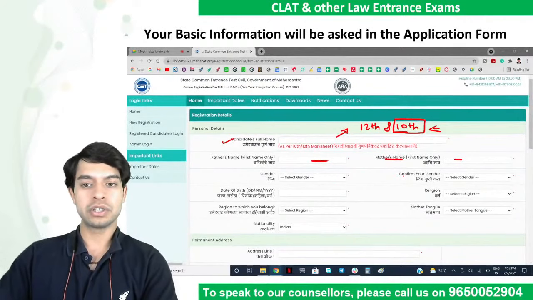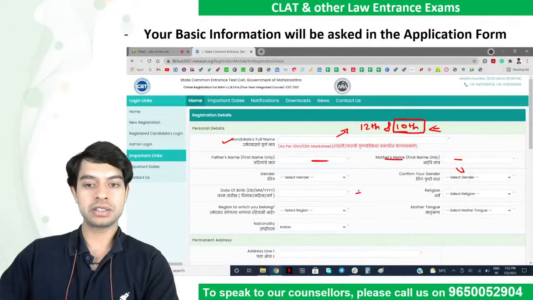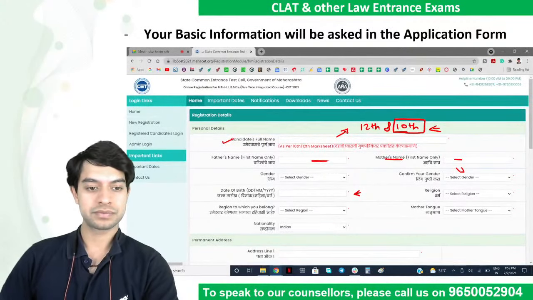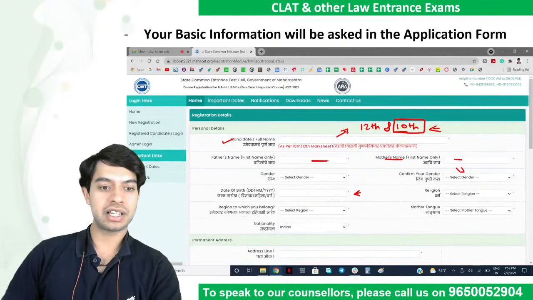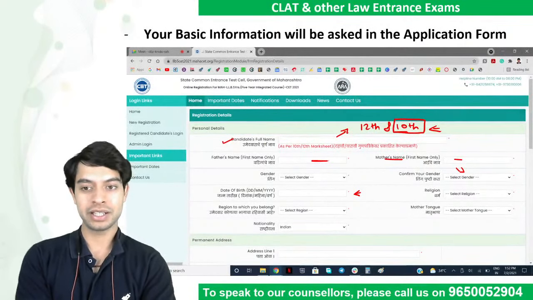Then your gender, you need to confirm your gender once again. Then your date of birth, again according to class 10th mark sheet. Sir, candidate type is really confusing. I will get that confusion cleared, Priyansha. Don't worry. Then you need to select a religion.